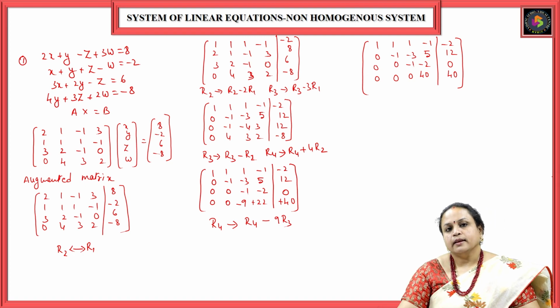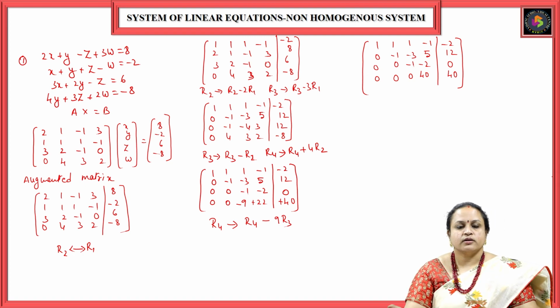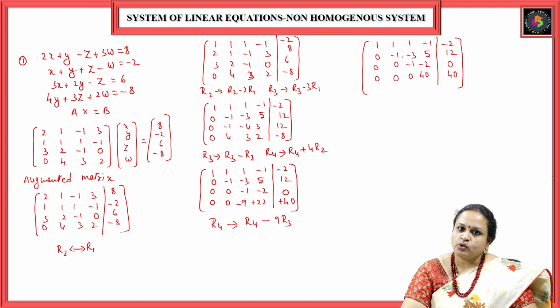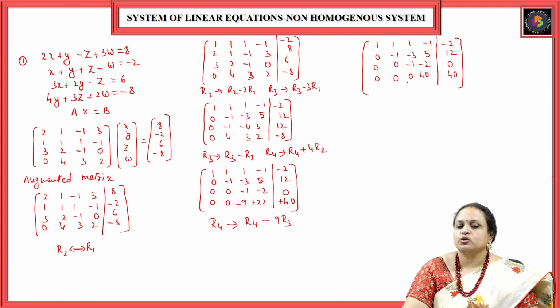Now you can see the number of zeros is constantly increasing. In the first row before the non-zero element there are no zeros. In the second row before the non-zero element there is 1 zero. In the third row before the non-zero element there are 2 zeros. And in the fourth row before the non-zero element there are 3 zeros. So this matrix is in echelon form.